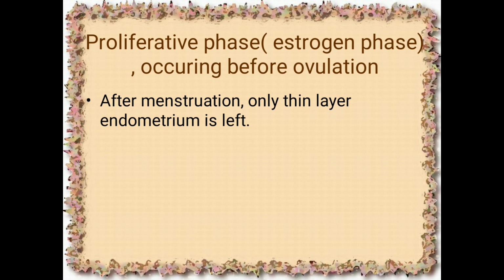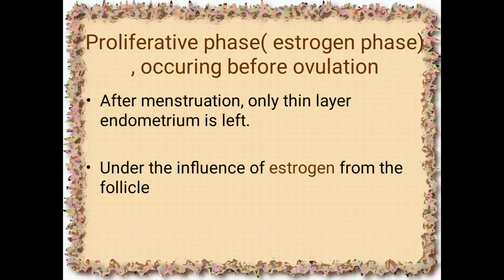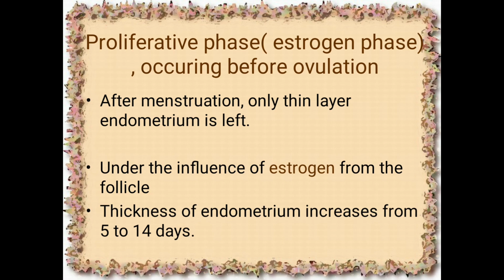If you take the thickness of the endometrium after menstruation, only a thin layer of endometrium is left. Under the influence of estrogen from the follicle, the thickness of the endometrium increases from day 5 to day 14, because day 1 to day 5 is the menstrual bleeding phase. Then you have the proliferative phase, which is under the control of estrogen.